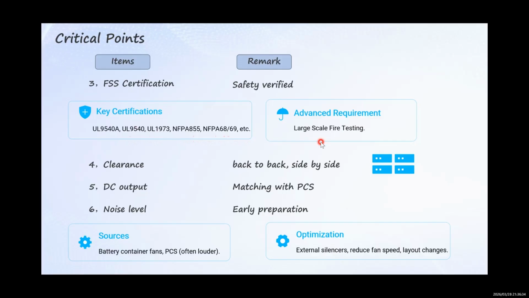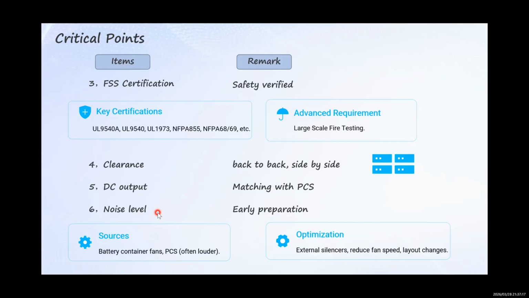In the latest 2026 version of NFPA 855, large-scale fire testing has been included in this standard. Clearance requirements. If the installation area is limited, check whether back-to-back and side-by-side deployment are available to reduce the footprint. DC output. DC output needs to be compatible with PCS DC input, including the voltage range and DC output numbers.